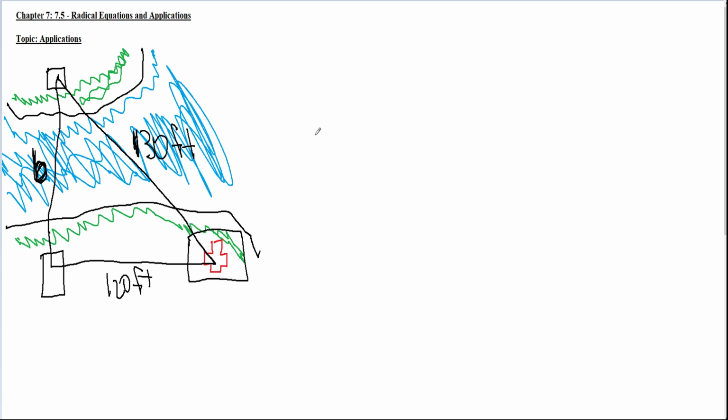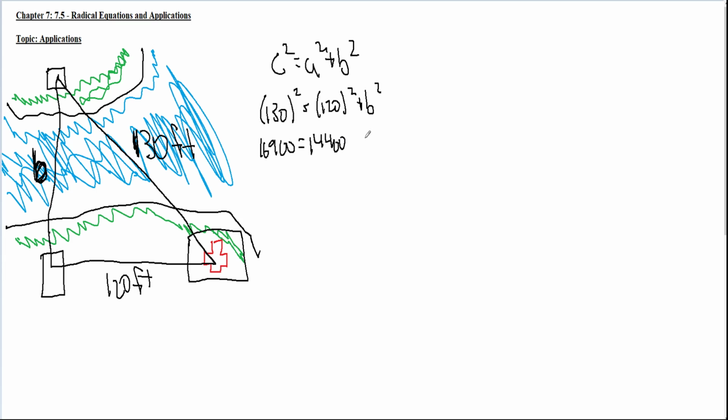So if you recall back, there's a handy-dandy theorem that we can use, and that's the Pythagorean theorem, which is c squared is equal to a squared plus b squared. And this time we're trying to solve for b. So what we can do is simply substitute our values in. So we have 130 squared is equal to 120 squared plus b squared. And 130 squared is 16,900, and 120 squared is 14,400 plus b squared. And then since we're solving for b squared, we want to subtract 14,400 on both sides.